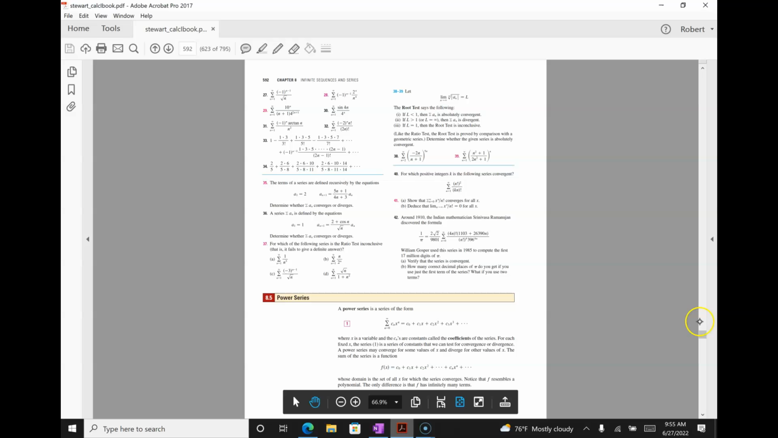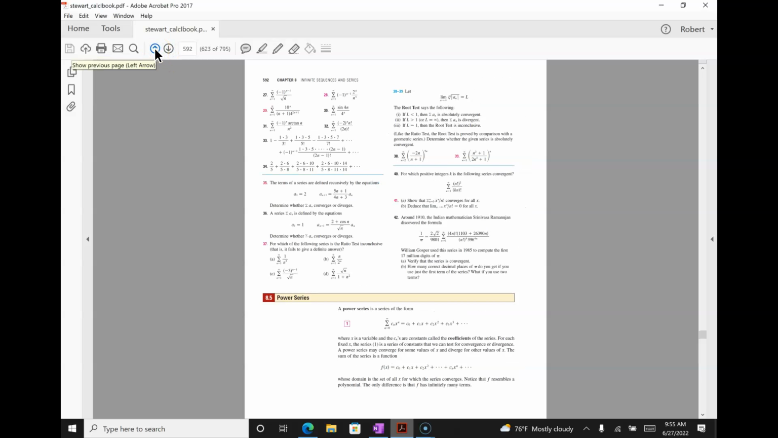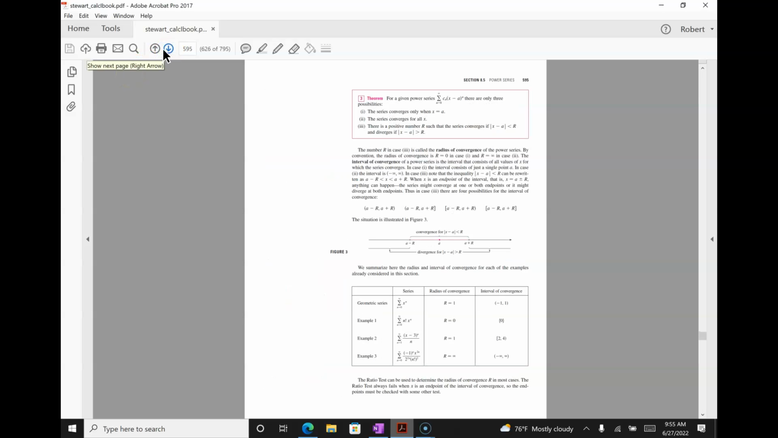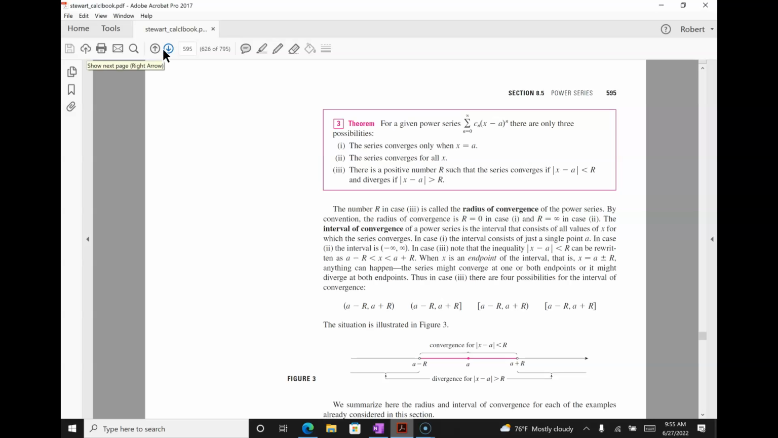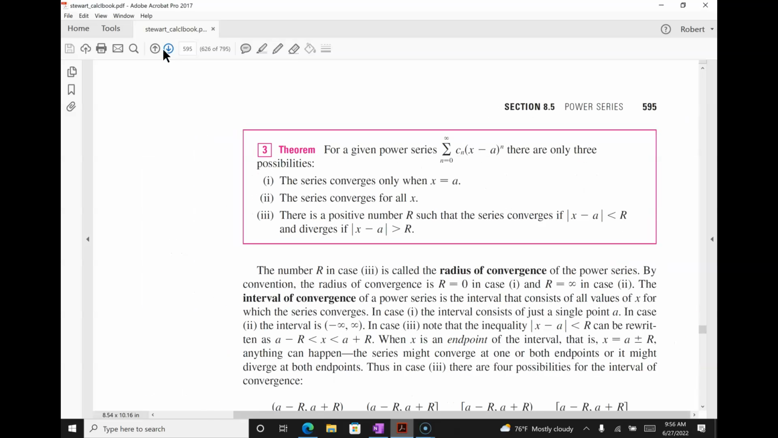When we talk about these power series, we can talk about the convergence. So for any power series, and this one's got a shift in it, and I typically don't deal with the shifts. You can see this is really just x to the n if a is 0. There are only 3 possibilities: it converges only at its center, where x is a, it converges for all x's, or it converges for a certain range of x's. And this is called the radius of convergence.